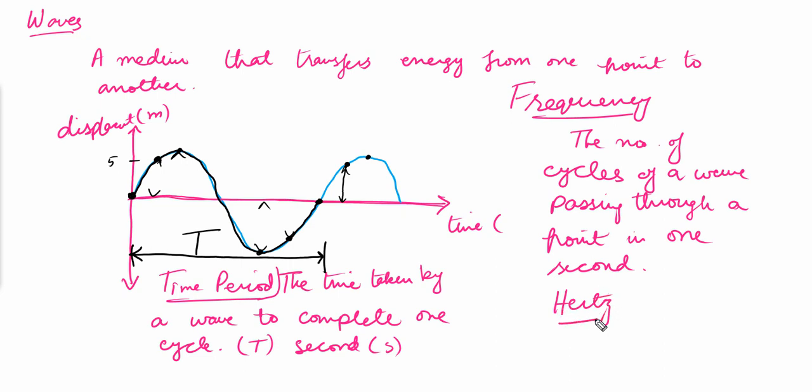This is the unit of frequency, represented by Hz. Now the relationship between the frequency and the time period is: frequency, represented by small f, is equal to 1 over the time period. So this is how we represent frequency. Now after the frequency, we have to discuss the wavelength. For that purpose, let me just erase this.